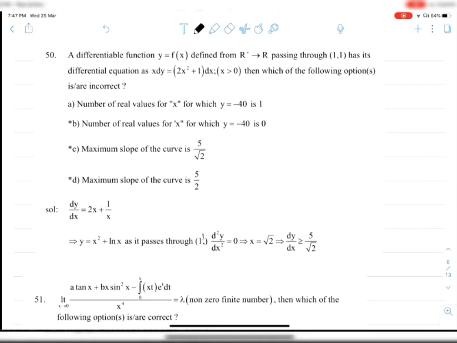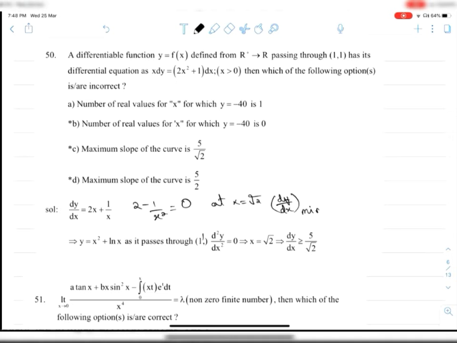d square y by dx square is equal to 0. When will it be 0? The derivative of this, 2 minus 1 by x square, is equal to 0. x equal to root 2 is there in the domain, minus root 2 is not there in the domain. So at x equal to root 2, dy by dx is minimum, not maximum.